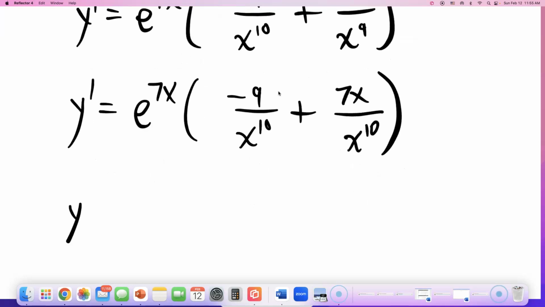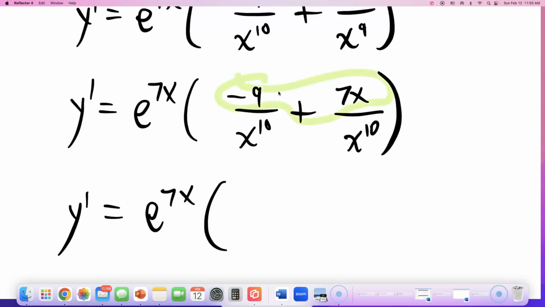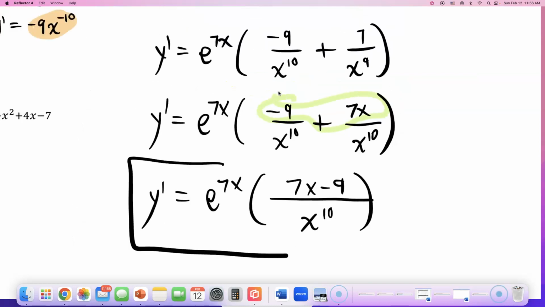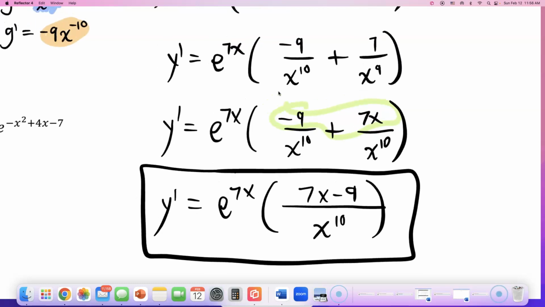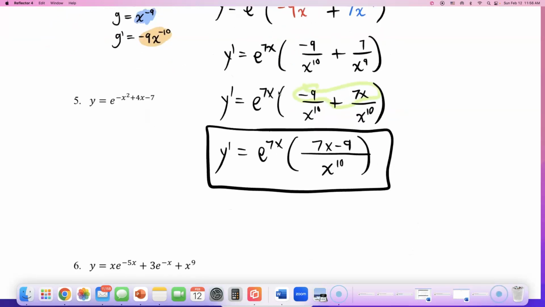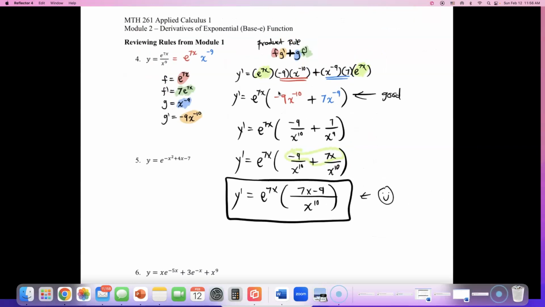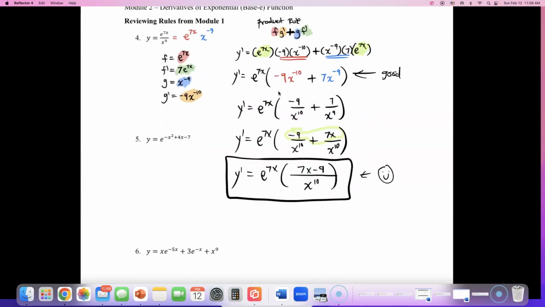And if you combine these numerators, you will get, I'll put the 7x first, 7x minus 9, and x to the 10th power in the bottom. So that looks pretty nice to me, so that's where I may stop. But the derivative, this was pretty good too. But this, I love it. I love it. This is so cute. All right, so that was an example of example number 4 on page 82.